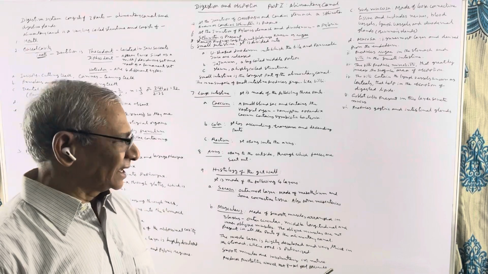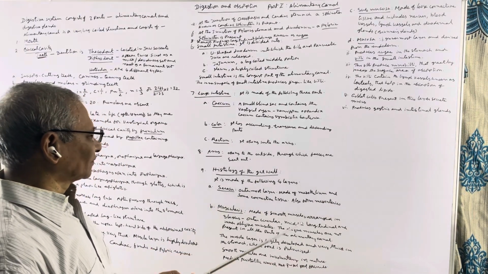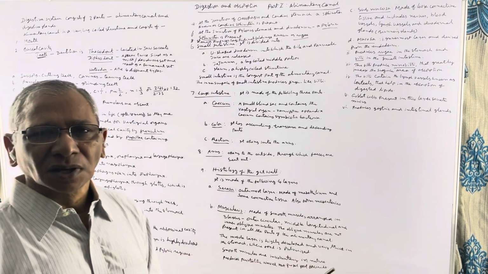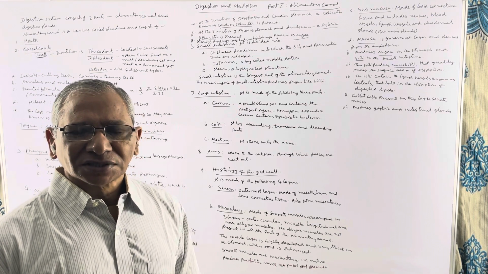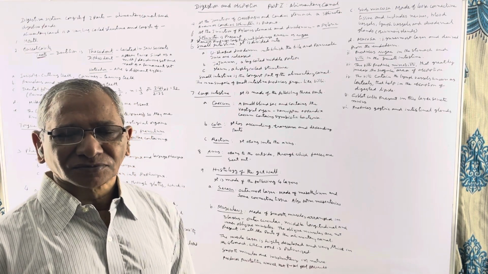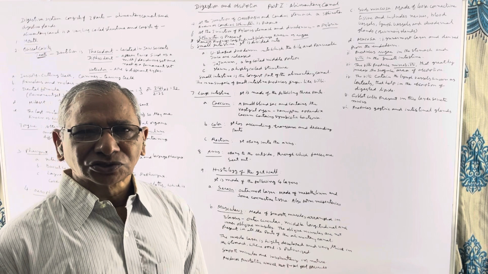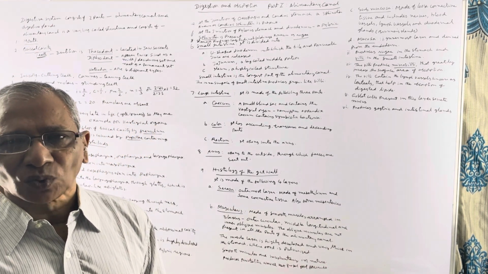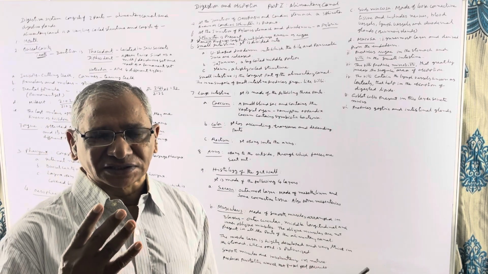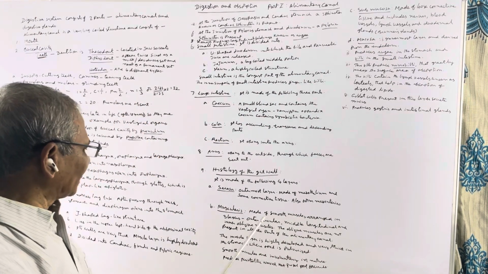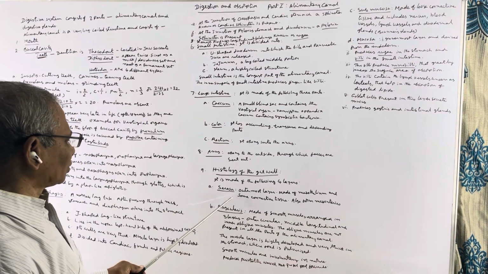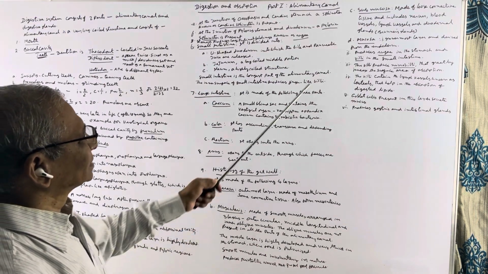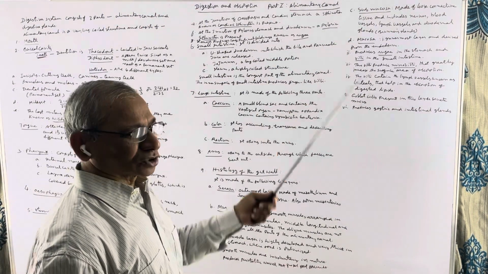Now we have to study the histology of the gut wall. Gut wall means the wall of the alimentary canal. From the esophagus to the rectum, the gut wall is made of four layers. From outside, they are serosa, muscularis, submucosa, and mucosa.